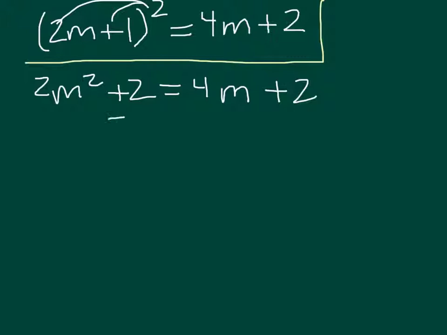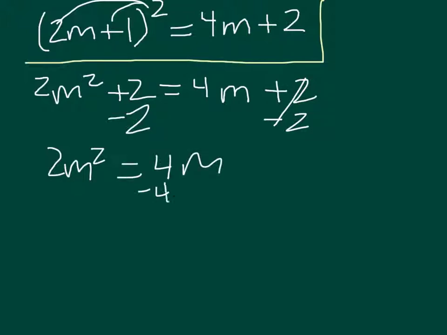So then you subtract 2, which will cancel each other out. So then that equals 2m squared equals 4m. Then you subtract 4m, and you get 2m squared minus 4m equals 0.